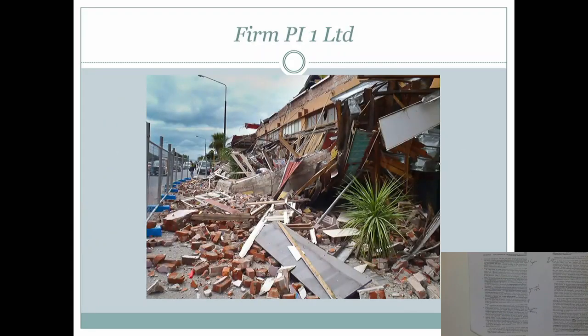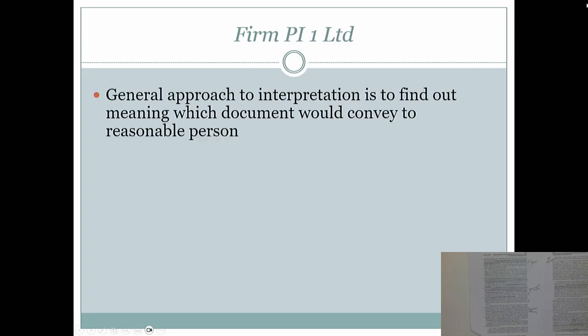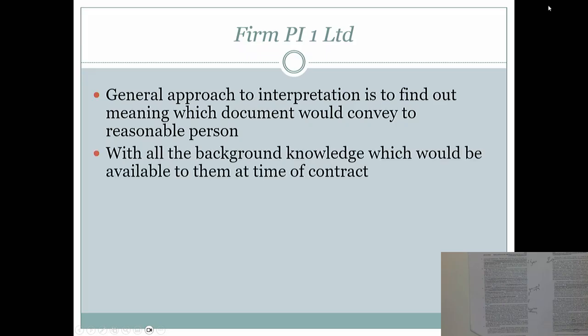Okay. Firm PI1 Limited. Like many disasters, there was a lot of contract law arising from the Christchurch earthquakes of 2011, mainly around the interpretation of insurance policies. But what the New Zealand Supreme Court in this case confirmed was essentially that ICS was the law of New Zealand. That the general approach to interpretation is to find out what the meaning would convey to a reasonable person with all the background knowledge which would be available to the parties at the time that they entered into the contract.